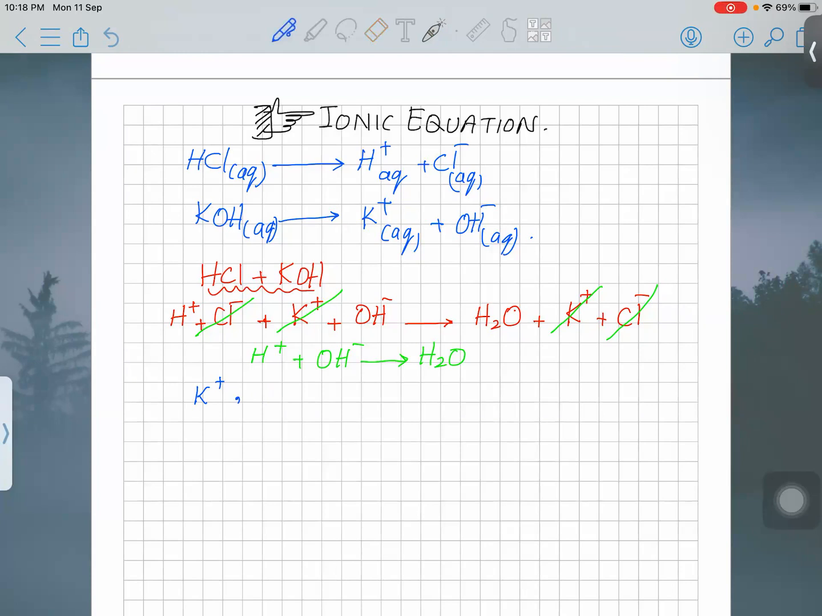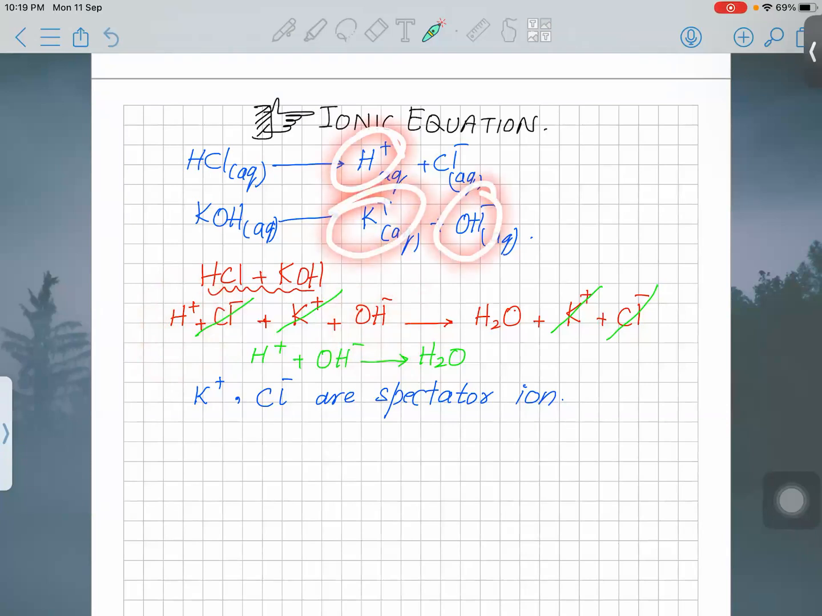K positive, Cl negative are spectator ions. So sir, then the final product is just H2O. Yes, the final product is H2O. Sir, why do we write H plus OH minus as H2O, and why don't we write it as H plus plus OH minus? Because these are separate ions, derived from HCl and KOH. Okay, sir.